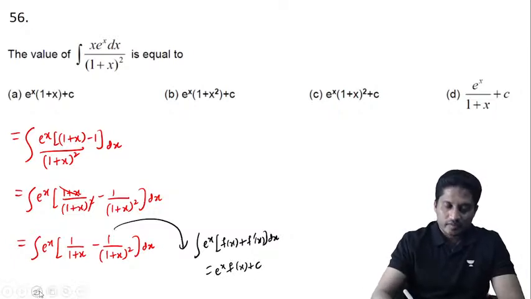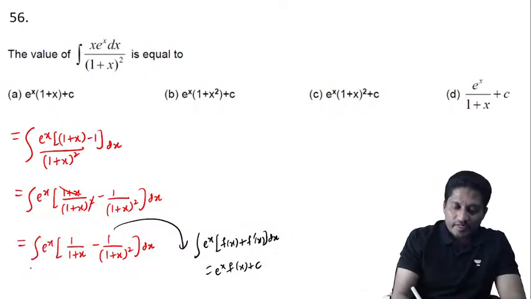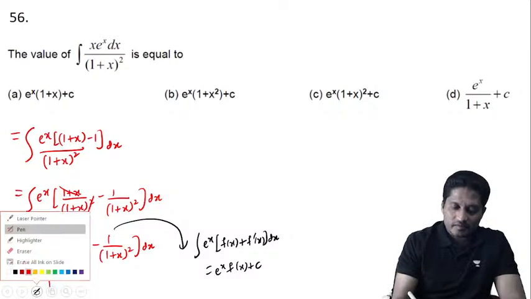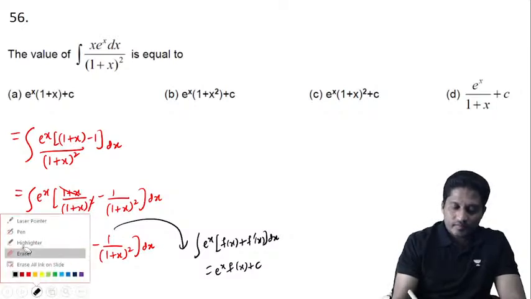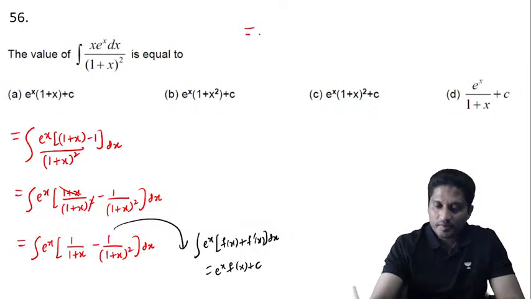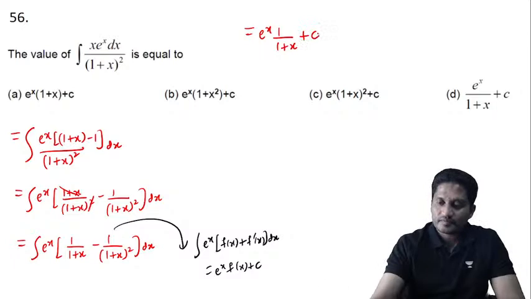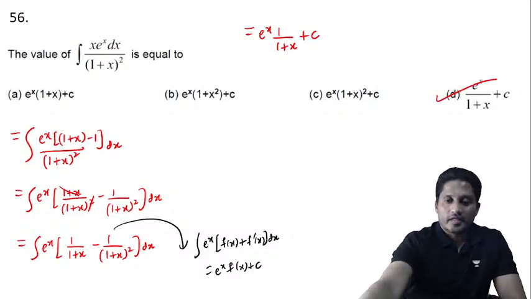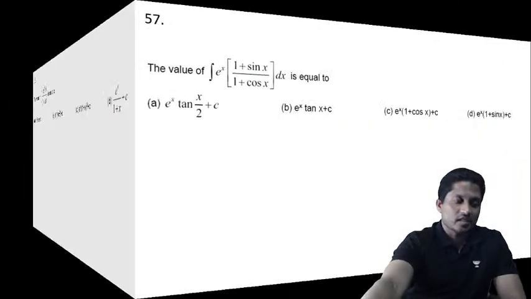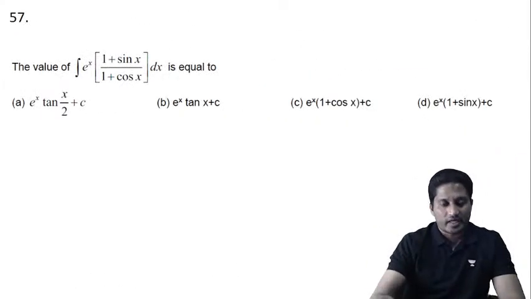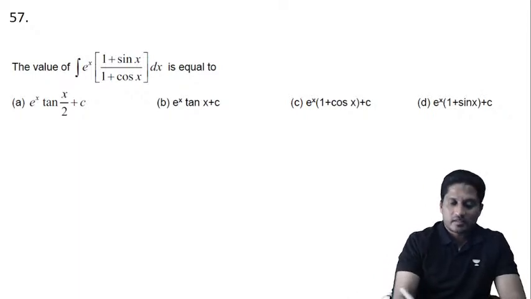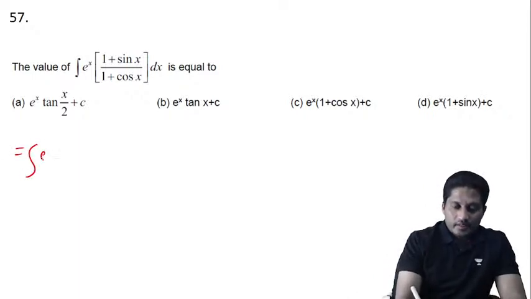Right? Now this can be written as e power x into f of x, that is 1 by 1 plus x plus c. So this is equal to e power x into 1 by 1 plus x and plus c. Alright, answer is option D. Alright, let's move to the next question. Again, this is a 2021 only, and this is there in NCERT exercise. e power x into a bracket based on the same formula only.